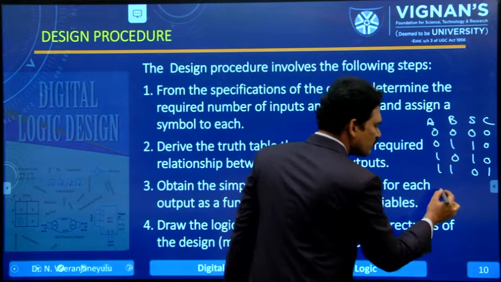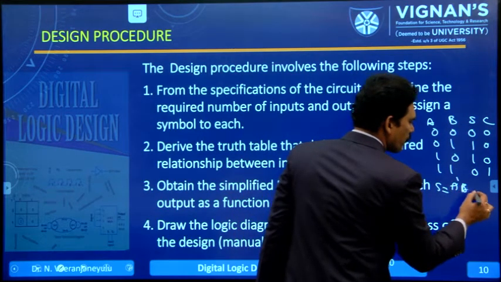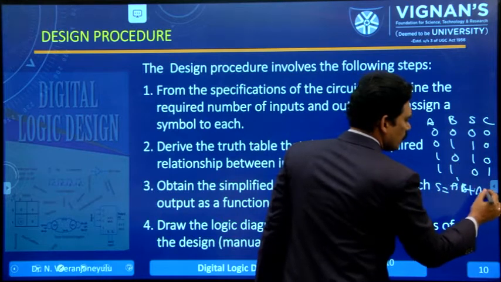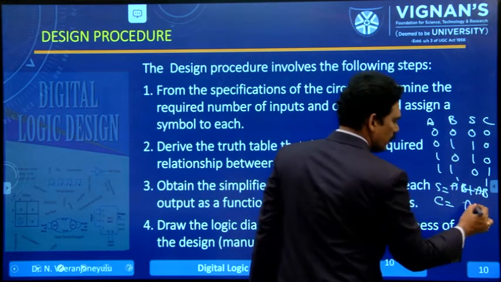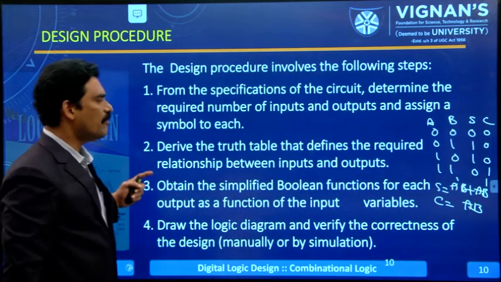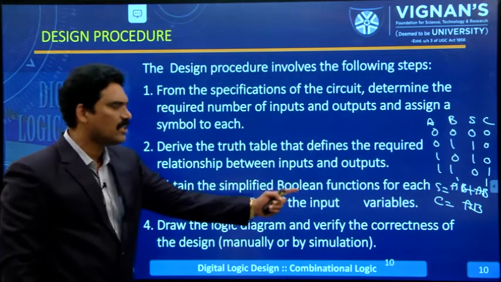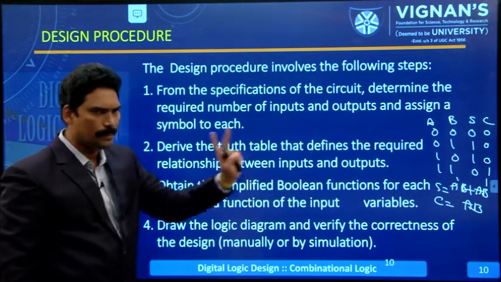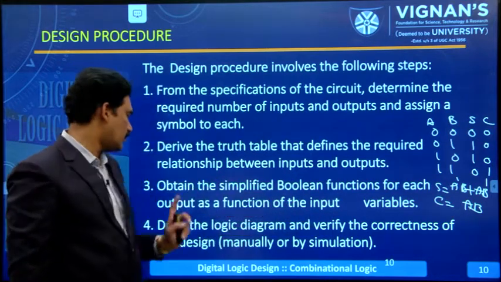What is the expression for S? S is equal to A bar B plus A B bar. Next, C is equal to AB. This is the third step: obtain the simplified Boolean functions for each output as a function of the input variables. We have completed that. Next, draw the logic diagram and verify the correctness of the design.